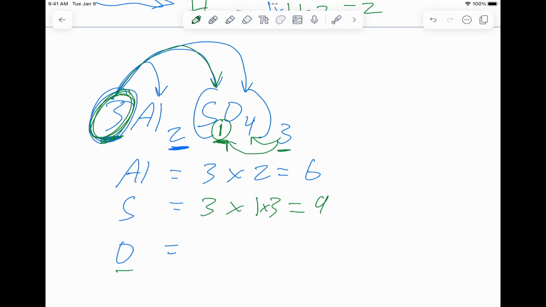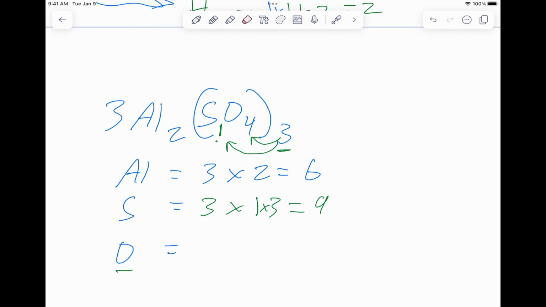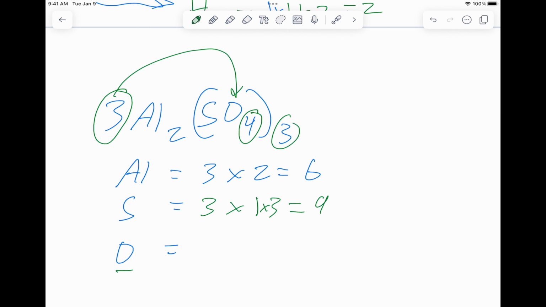Now the oxygen is going to be our big one, all right? So again, let me get rid of some of the junk that might be throwing us off. And again, I have my 3 times the 4 times the other 3 that multiplies the oxygen. So it's going to be 3 times 4 times 3. Okay? So 3 times 4 is 12. 12 times 3 is 36. So I end up having 36 oxygens there.